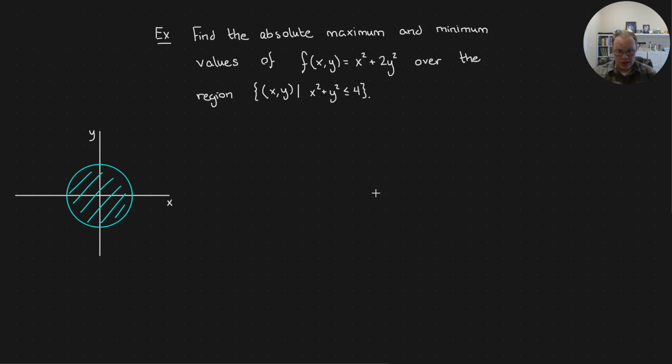Okay, so to proceed, we need to check 2 places. We need to check the interior of the circle, and then we need to check along the boundary. So we're going to do the interior first. To check the interior, we just want to find any critical points in that interior region, and we want to find them the way we normally do. Any point where the gradient is equal to 0. Okay? The gradient is equal to 0 in that interior region.